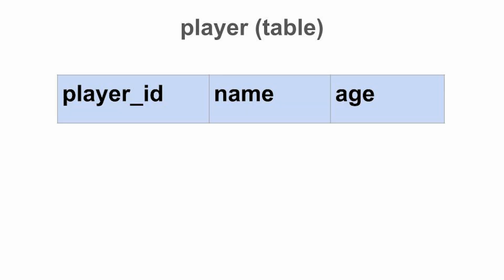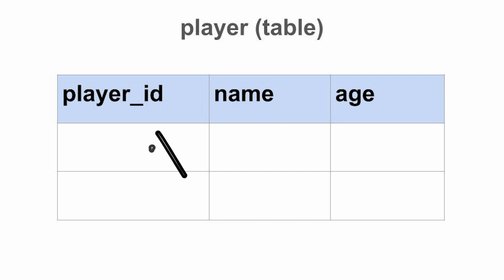The first row of the table is a row of column headers called attributes. These attributes describe what data we are storing about the player in its corresponding column. For the player identification number attribute, we are storing the identification number of each player in its corresponding column. For the name attribute, we store names. And for the age attribute, we store ages.